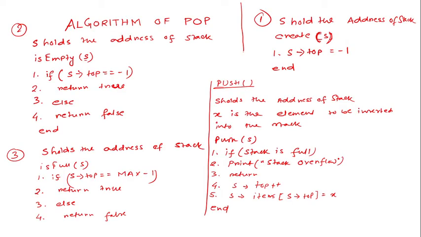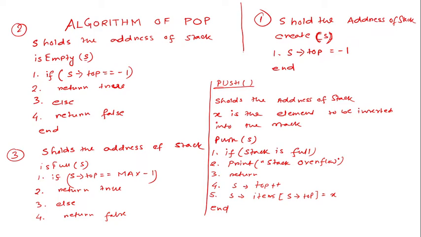Just check if stack is full or not. See here we don't have any semicolon or this type of thing. You need not write down those things. Okay, just check if stack is full, then print stack overflow, then return. Okay, otherwise S arrow top plus, and S arrow items, S arrow top, X. Just you are storing the element.